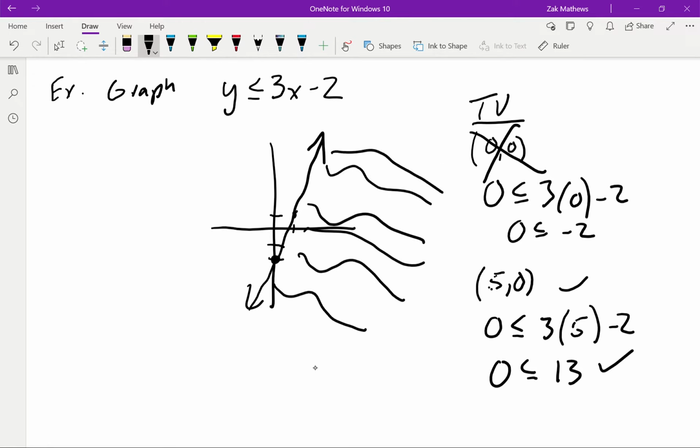It's just got to be clear to me what you're actually shading. Do you need to test both regions? No. Once you find that one region works, the other should not. Once you find that one region does not work, the other should. But again, it is much better to test both and be certain. So I would recommend doing that.